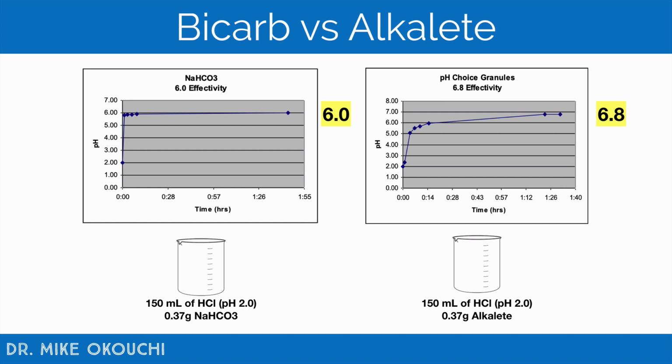So sodium bicarbonate was able to raise the pH from 2.0 all the way to 6.0 pretty much immediately. Okay? Alkalete was a time release. So you see that over a short period of time, right? Over the course of about 14, 15 minutes, it slowly raised the pH level from 2 to 6. And then from that time forth, it slowly raised again to 6.8.